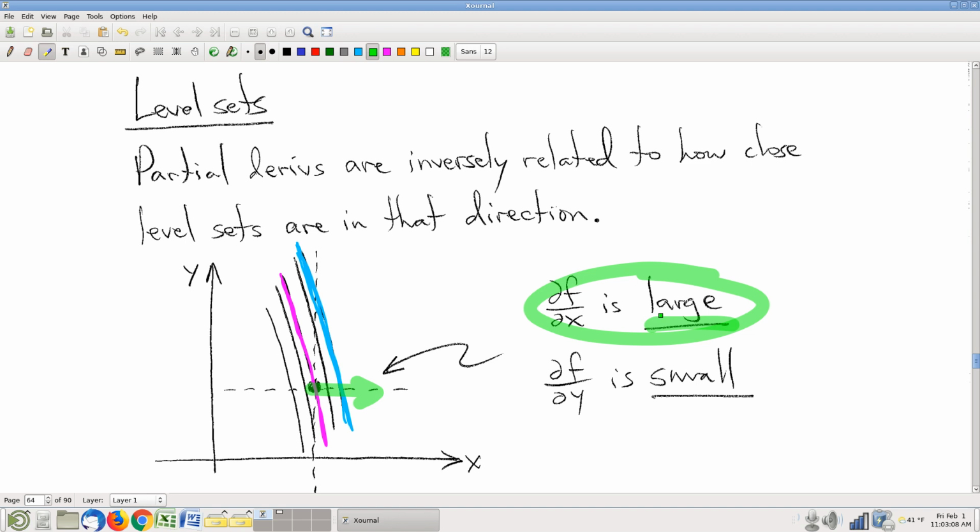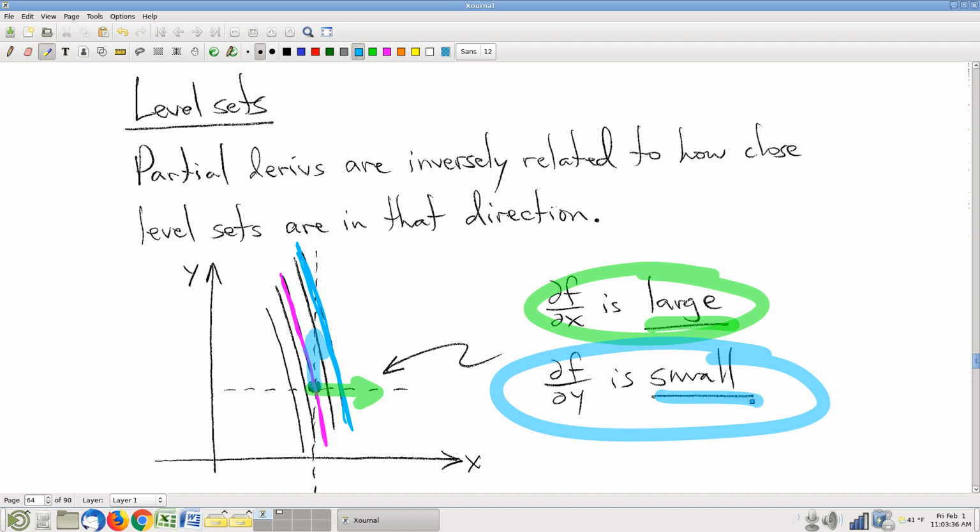Whereas on the other hand, what is the partial with respect to y? Partial of f with respect to y. Let me move now in the y direction, kind of the same amount. I barely crossed 1 contour line. Moving in the y direction, the function hasn't changed anywhere near as much, so the partial with respect to y is relatively small.